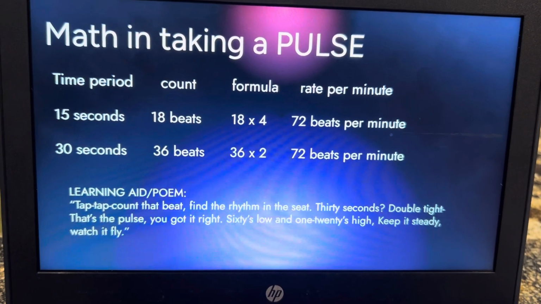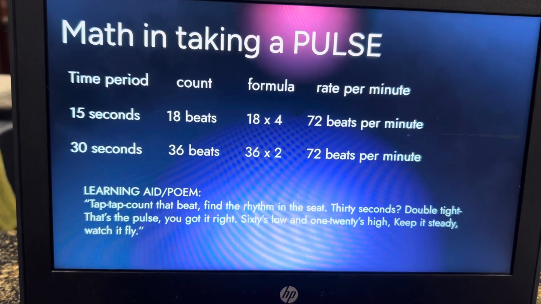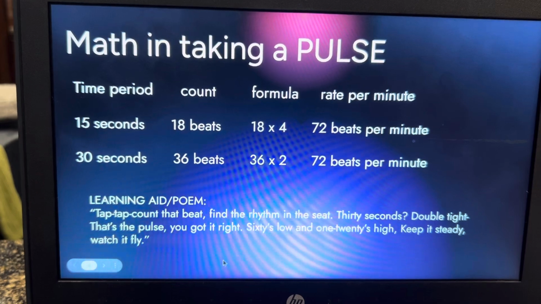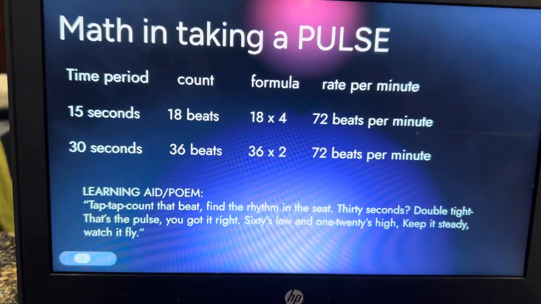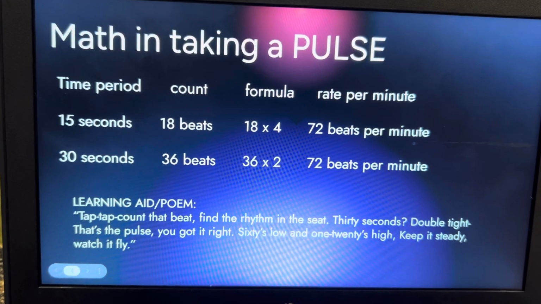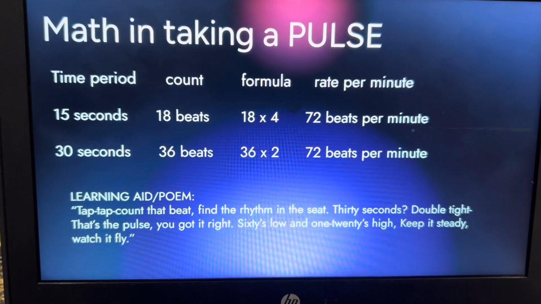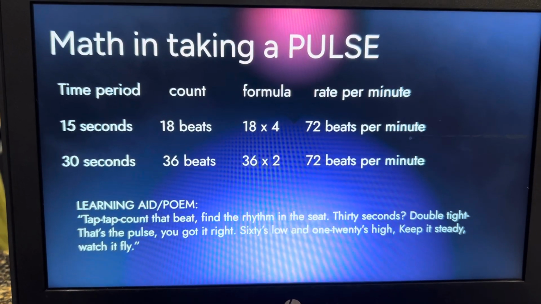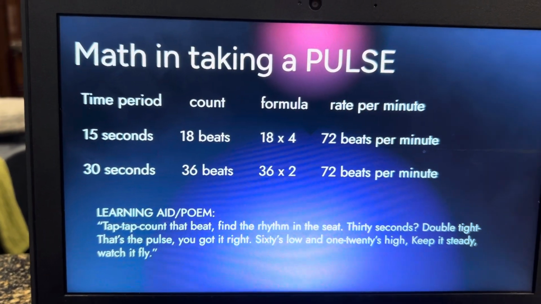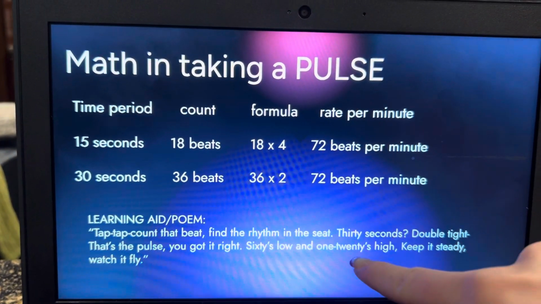And then my learning aid, it's a little poem. It says, tap, tap, count that beat, find the rhythm in the seat, 30 seconds, double tight, that's the pulse, you've got it right. 60 low, 120's high, keep it steady, watch it fly. That tool just helps the CNAs remember the steps and that systolic comes first. It also helps them know that 60 is low and 120 is high.